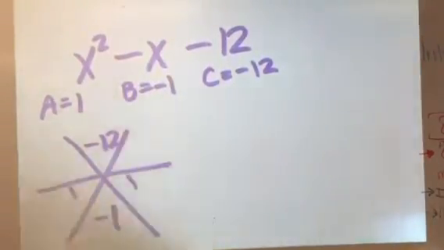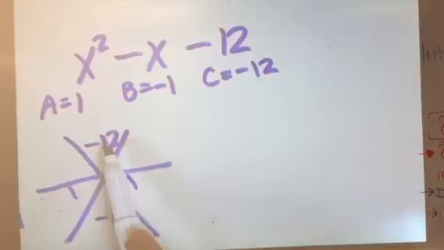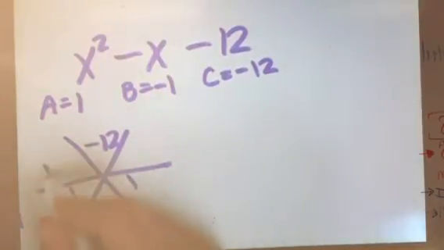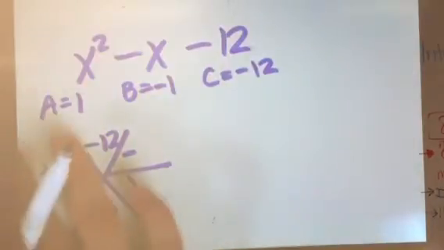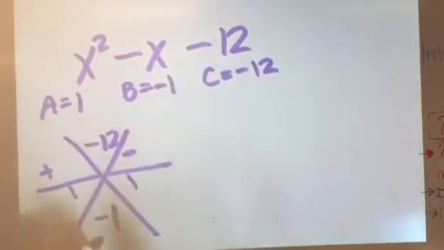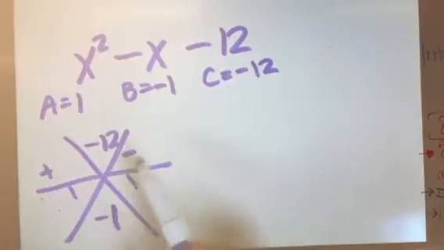So what multiplies to give 12? 1 and 12, 2 and 6, and 3 and 4. Since it's negative, I know one of my factors is going to be positive and one is going to be negative, because that's the only way to multiply and get a negative number. And since the sum is negative, the bigger factor is going to be the negative number, because when I add these two, the leftovers are negative.